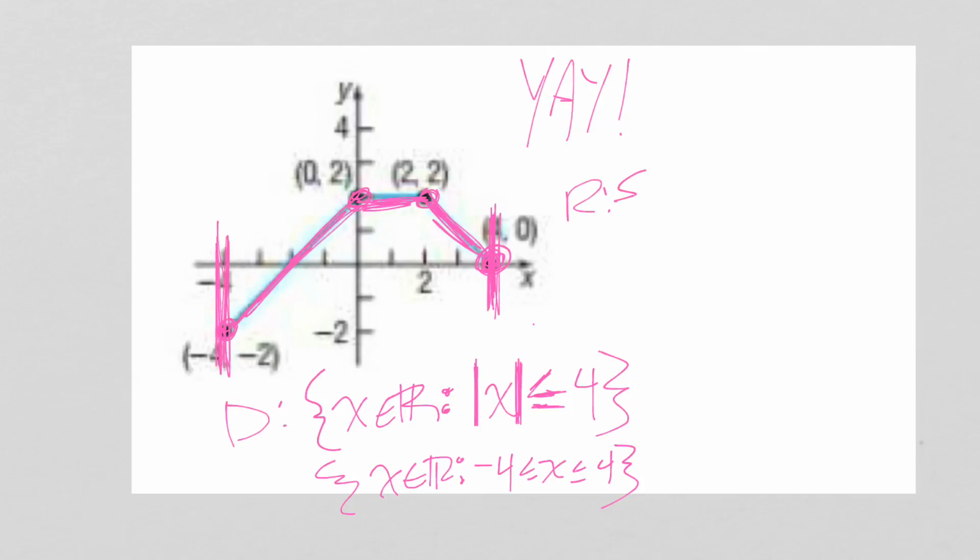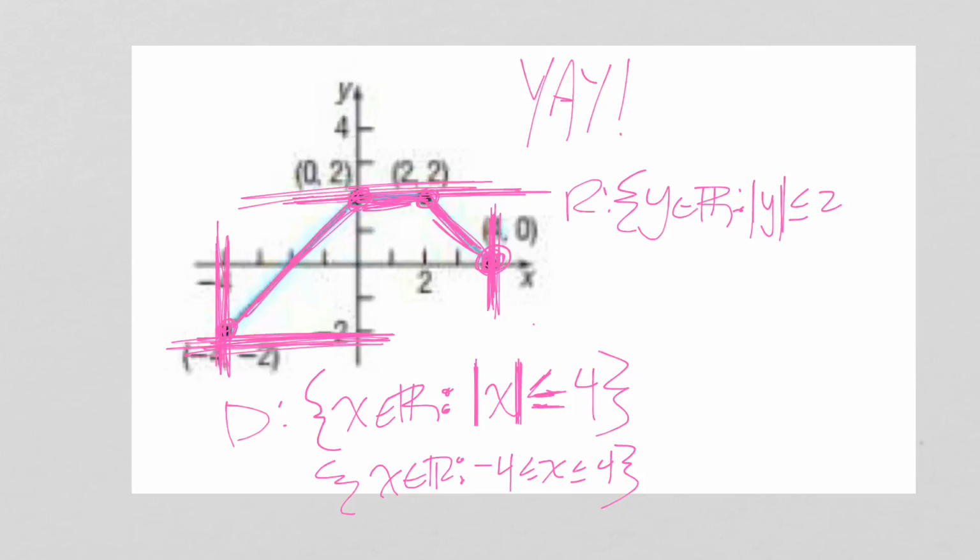All right, let's talk about the range. Range, we are talking about y values in the set of real numbers. And what y values specifically? Well, we have a lowest y value here at -2, and we have a highest y value here at +2. So again, we can get all fancy with it and say that the absolute value of y is less than or equal to 2. Because remember, absolute value is just saying the distance away from 0, and the distance away from 0 is 2.